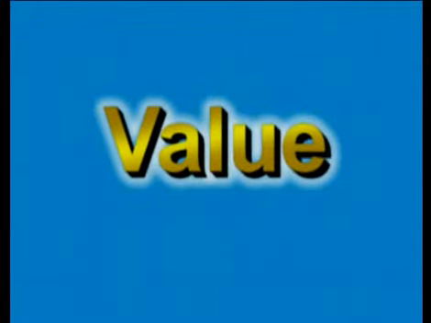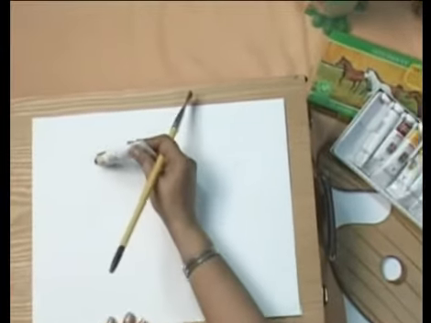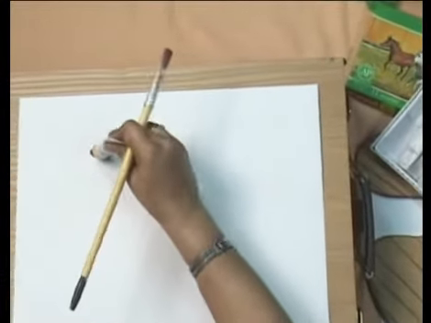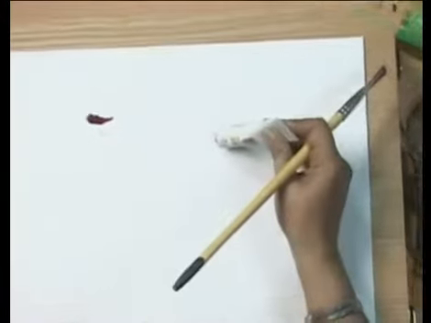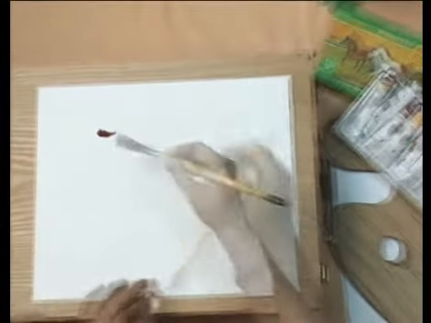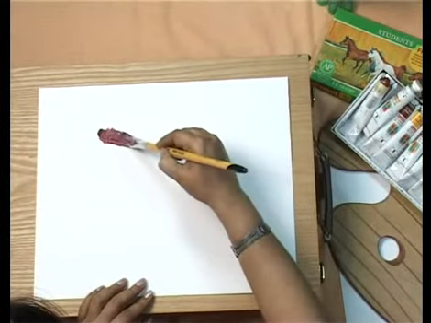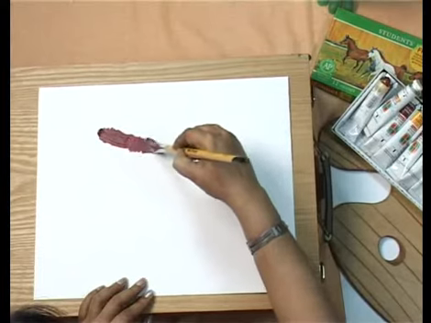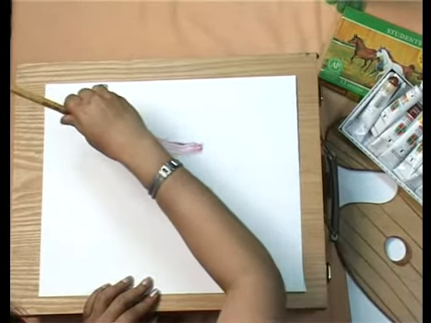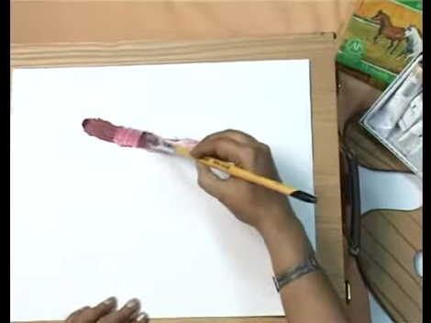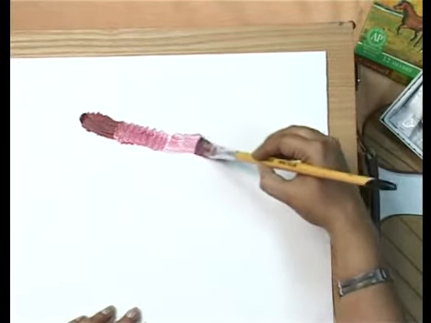Value. We can call it the darkness and the lightness of a color, like light red or dark red. When we add white color to red, that decreases the value of red.